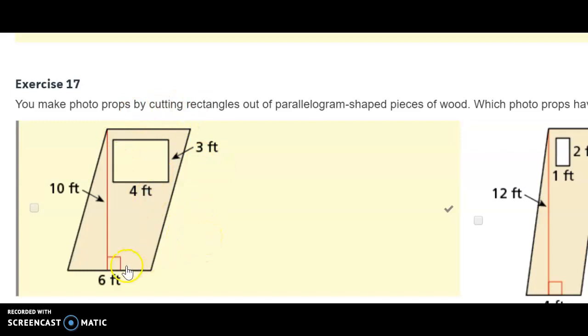Parallelogram, we know is length times width. 6 times 10 is 60. And then this little area right here is the area that you're going to stick your face through. This is the area that will not be needed to be covered in anything because it's going to be just a big hole. 4 times 3 is 12. 60 minus 12 is going to give us 48. So we know this is one of them. I'll give you a clue. There are 2 more like it.